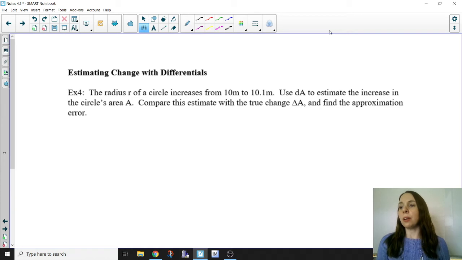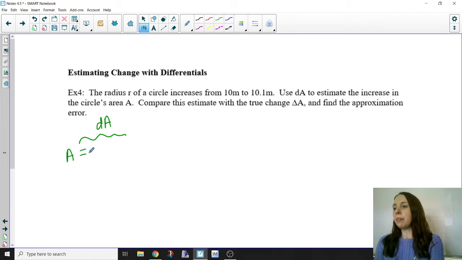The radius r of a circle increases from 10 meters to 10.1 meters. Use dA to estimate the increase in the circle's area. Compare this estimate with the true change delta A and find the approximation error. Okay, so let's do our differential work over here, and we'll compare it to our true change delta A work over here. Okay, so let's do dA.